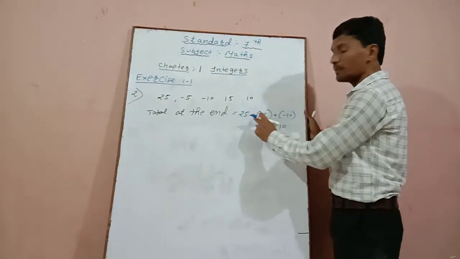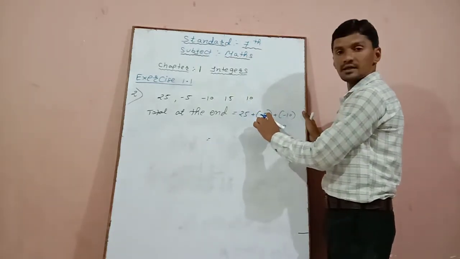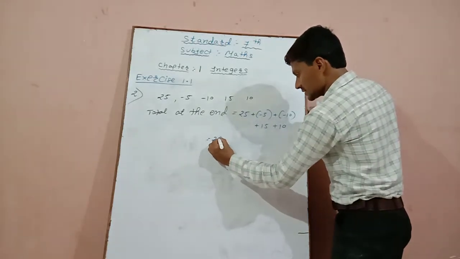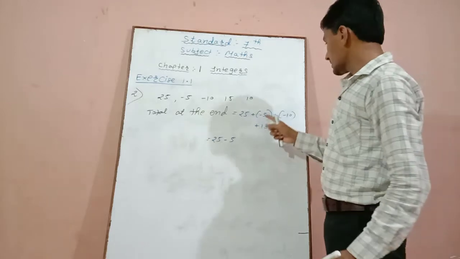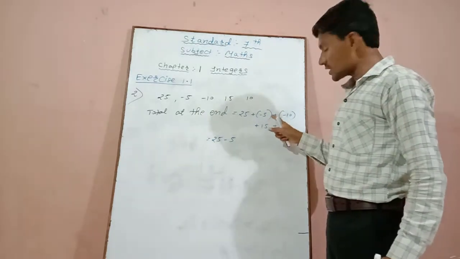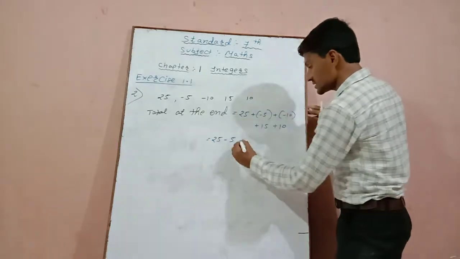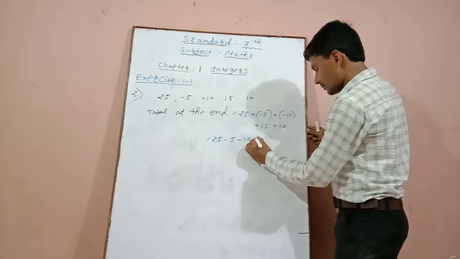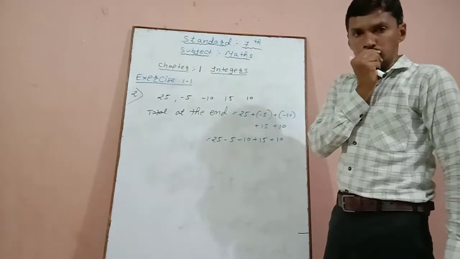Now we have to compare the signs. Comparing the signs, here it is plus and here it is minus. So plus minus is equal to minus. That means 25 minus 5. Second here also. For the third number, we are adding plus and the number is minus, so plus minus is equal to -10, and plus 15 plus 10.